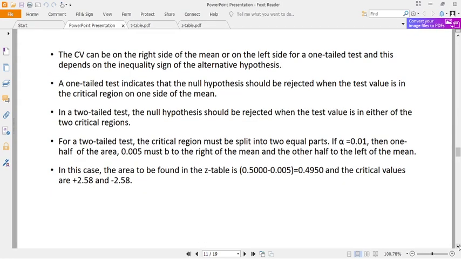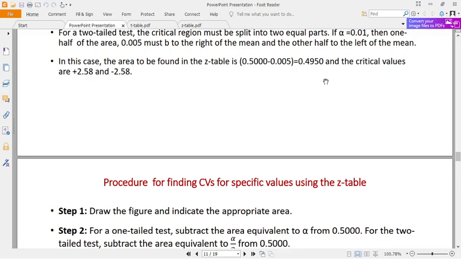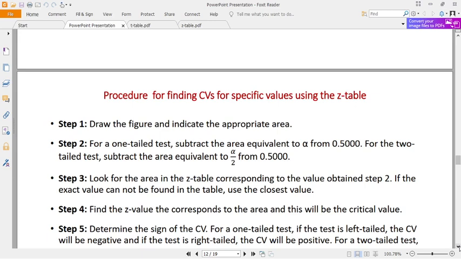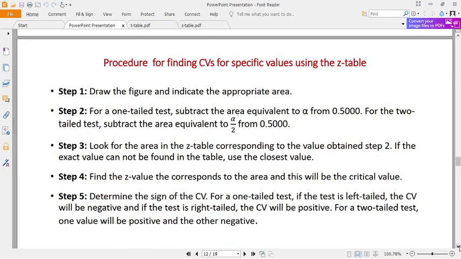And it lies in both tails. So one of it will be positive and the other will be negative. So now we are going to look at the procedure for finding the critical value. Now remember, that is the test value. We are now interested in finding the critical value. So we always first draw the figure and indicate the appropriate area, like we did in normal distributions.